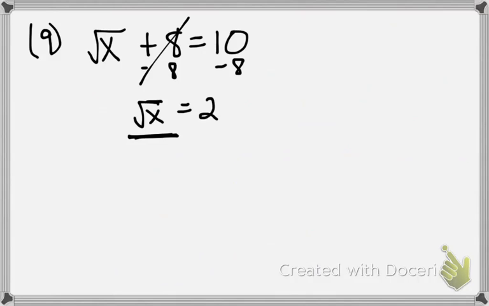So to get x out of the square root, I'm going to square this side, because that's the opposite, which means I'm also going to square this side. When you square a square root, it leaves just x by itself, and when you take 2 and you square it, you get 4.